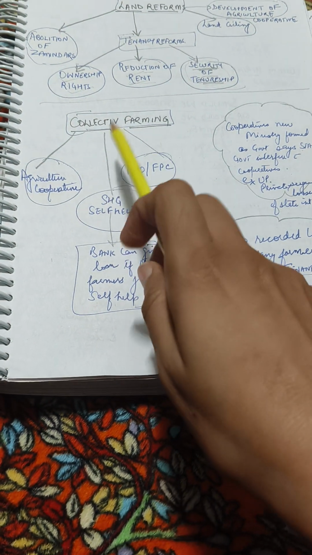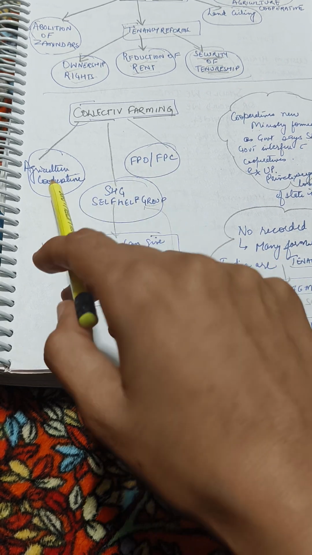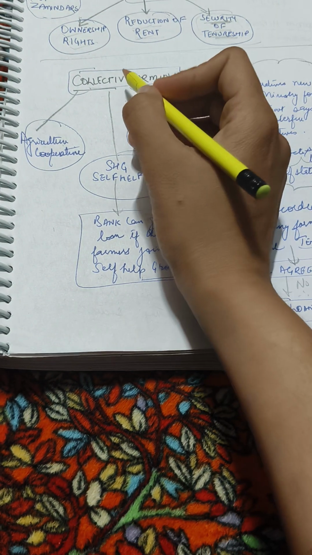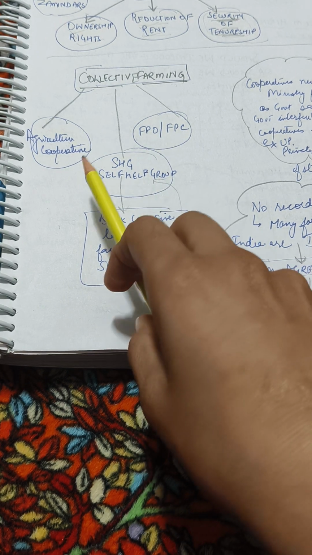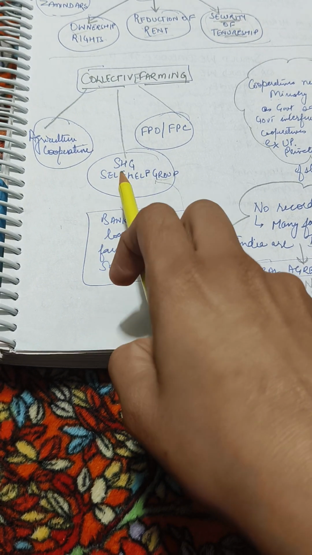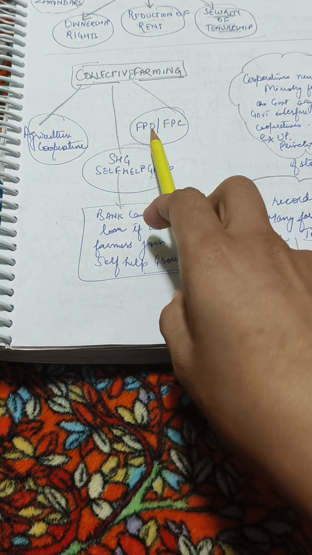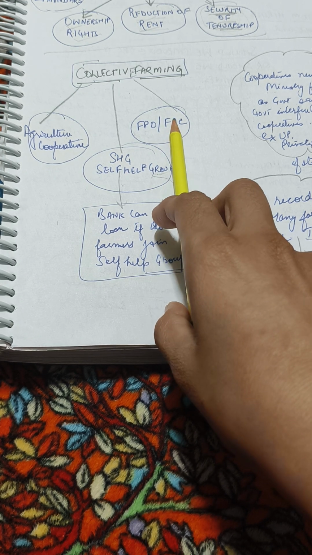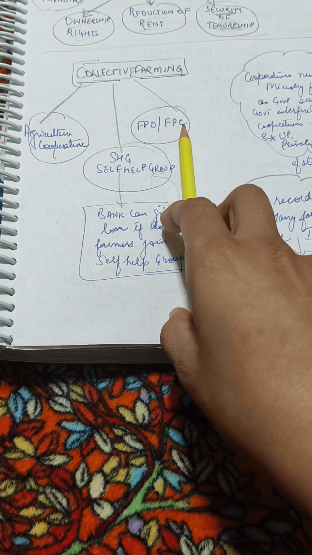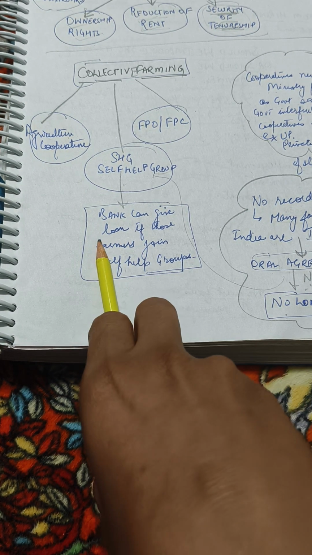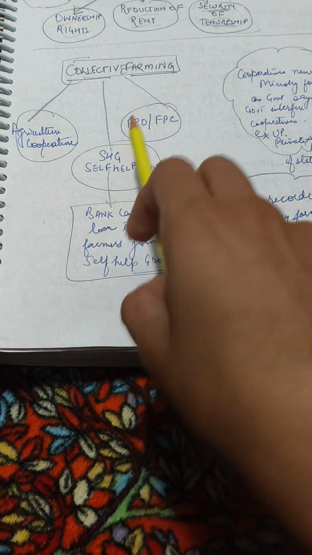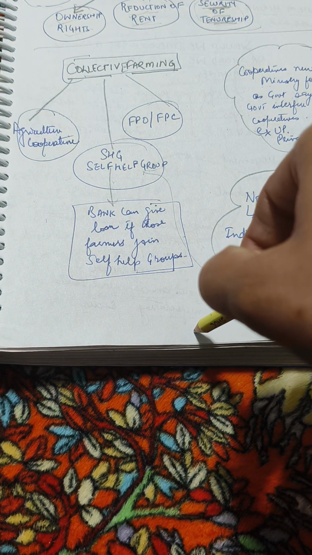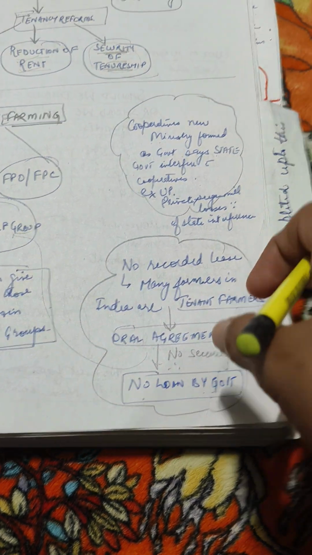Now, collective farming: agriculture cooperatives are an example. Self-help groups are an example. Farmer producer organizations and producer corporations are examples. Banks can give loans if those farmers join self-help groups. So these are the initiatives which the government is working on.